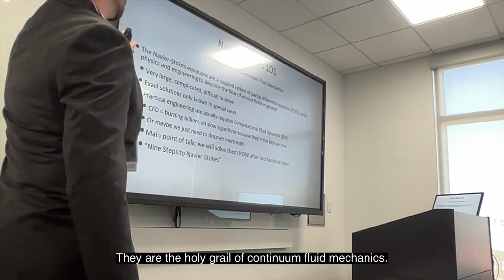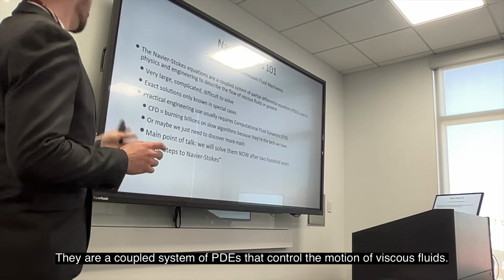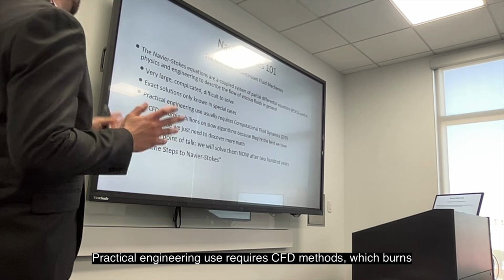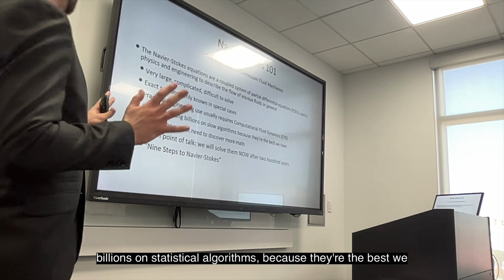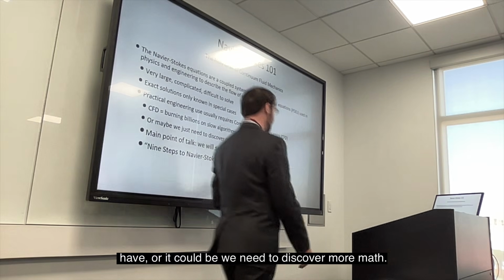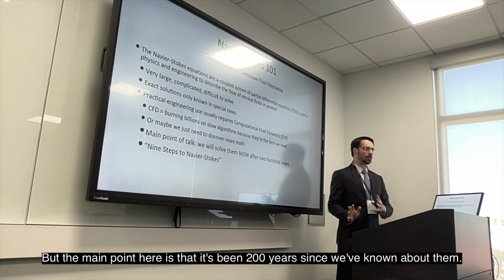They're the holy grail of continuum fluid mechanics. There are a coupled system of PDEs that control the motion of viscous fluids. Exact solutions are only known in special cases. Practical engineering use requires CFD methods, which burns billions on slow algorithms because they're the best we have. Or it could be that we need to discover more math. But the main point here is that it's been 200 years since we've known about them.